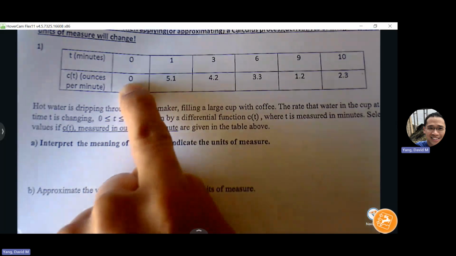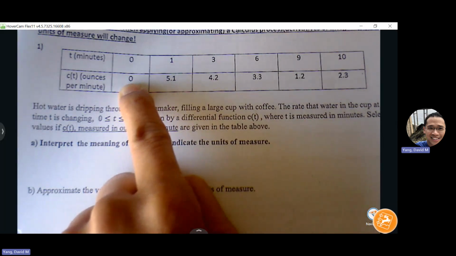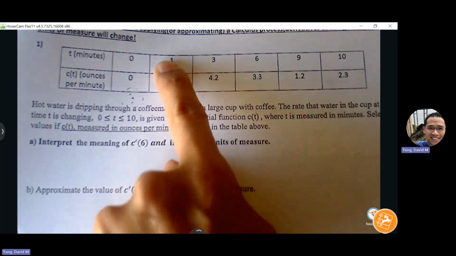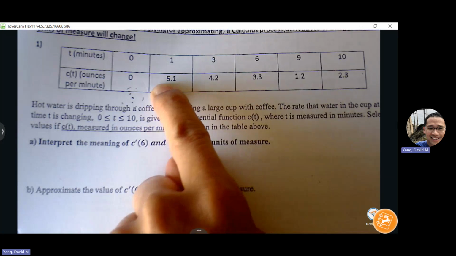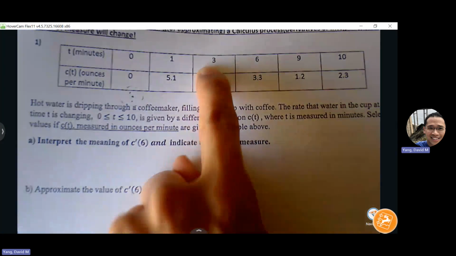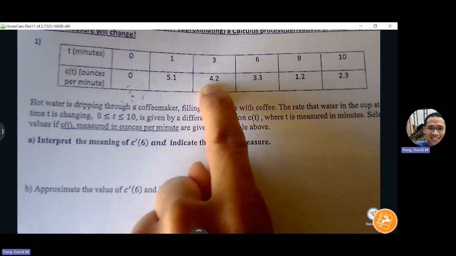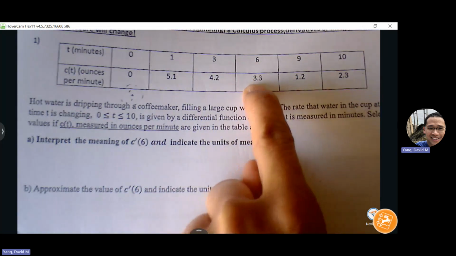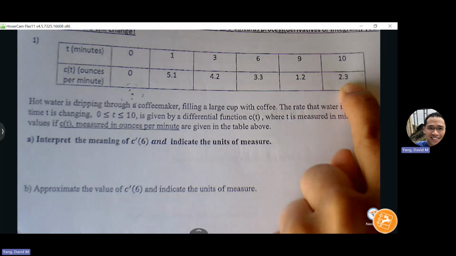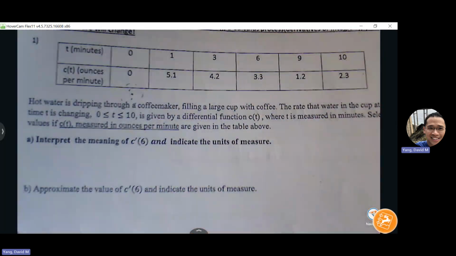So at 0 minutes, there's no water being added to the coffee cup. At 1 minute, 5.1 ounces per minute, so this is probably the fastest that water is being added. 3 minutes in, it goes down to 4.2 ounces per minute. 6 minutes in, 3.3 ounces per minute. 9 minutes in, it slows to a drip, the slowest at 1.2 ounces per minute. And then at 10, it speeds up a little bit. So this doesn't tell us how much water is in the coffee cup. It just tells us the rate that water is being added to the cup.